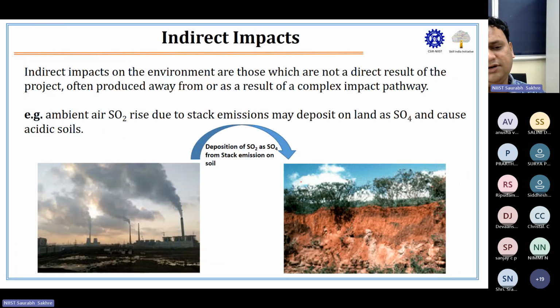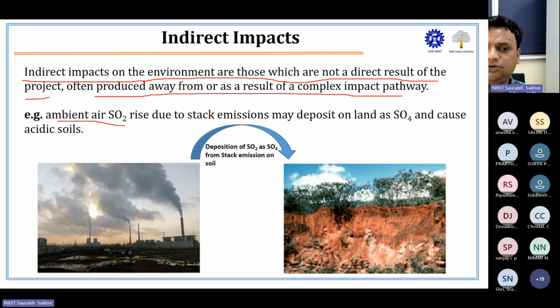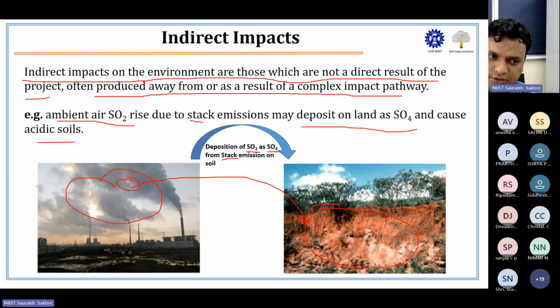Second one is indirect impact. Indirect impacts on the environment are those which are not a direct result of the project, and are often produced away from it or as a result of a complex impact pathway. Like ambient air SO2, sulfur dioxide rise due to stack emission, may deposit on land as sulfate and cause acidic soil. This is the picture I showed you in the last slide. Now the soil has become acidic. So this air has not directly come to the soil. First it has gone to the atmosphere, then there is some photochemical reaction of sulfur dioxide, it has converted to sulfate and then deposited on the soil. So this impact is known as indirect impact. I hope it is clear to you.